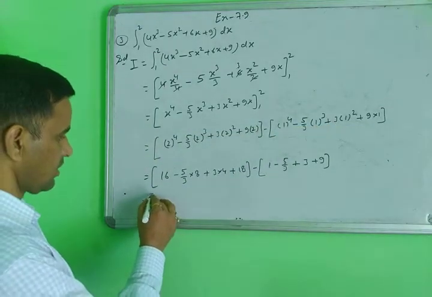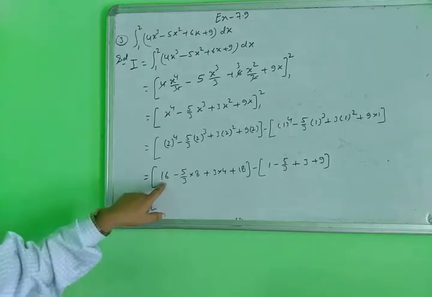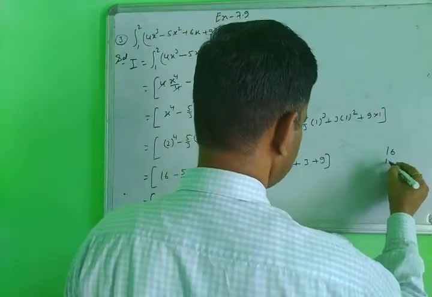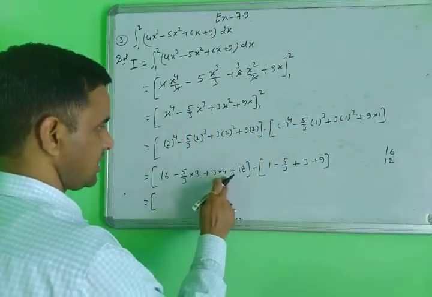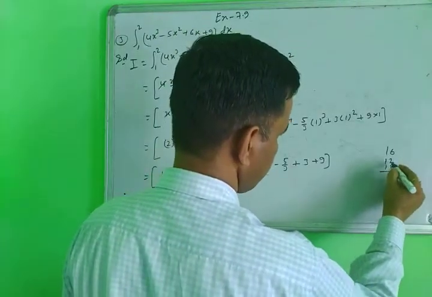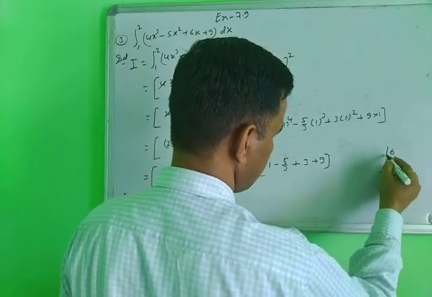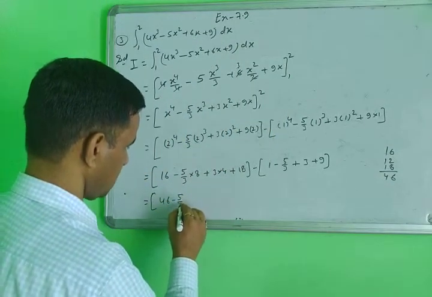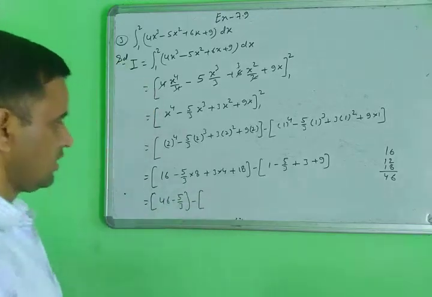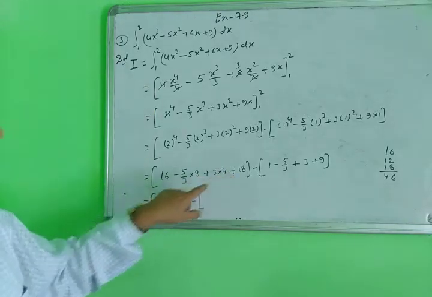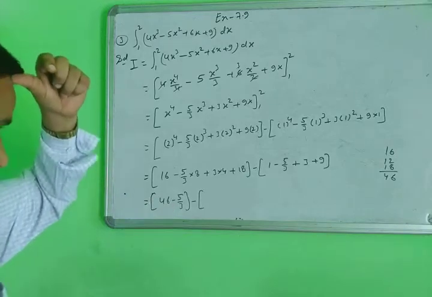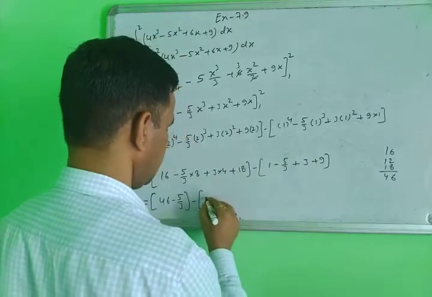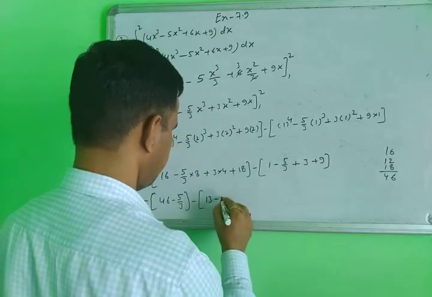Then you calculate here what will come. So 16, 4 threes are 12, plus 18. This is your constant number. 16 plus 12 plus 18 is 46. Here 46 minus 5 by 3. When you calculate it, this is the addition of 46 and minus 5 by 3. Next, minus sign here and again 9 plus 3 is 12, plus 1 is 13, minus 5 by 3.